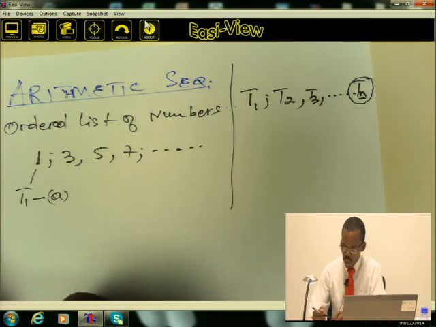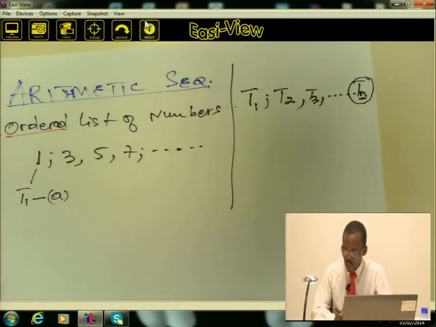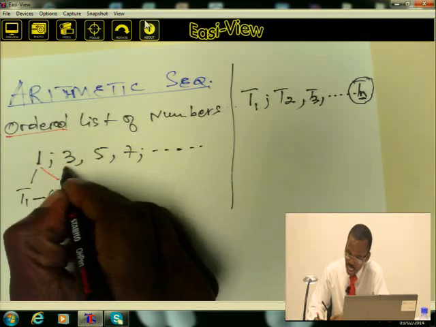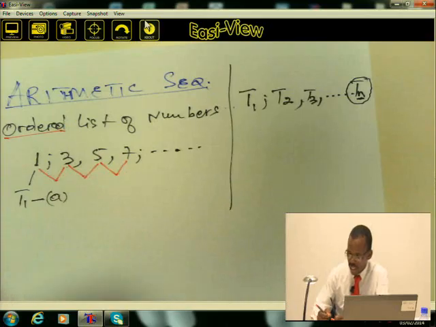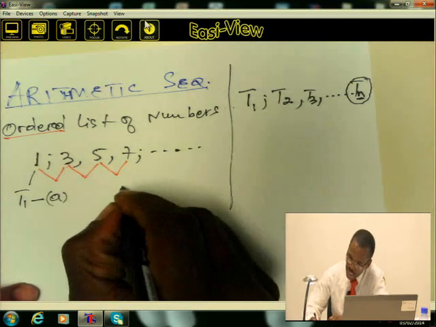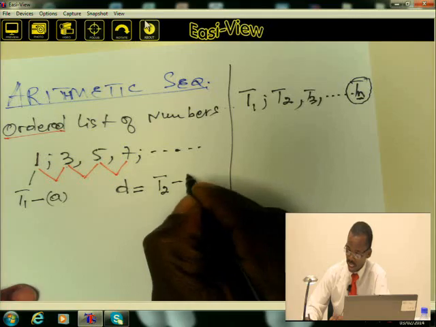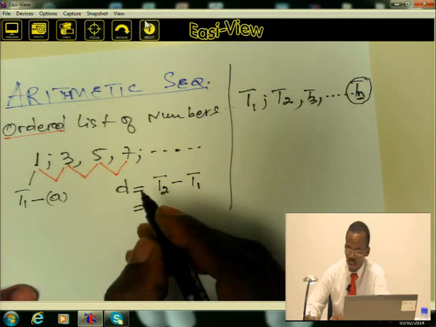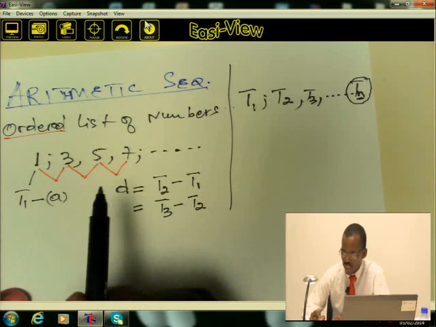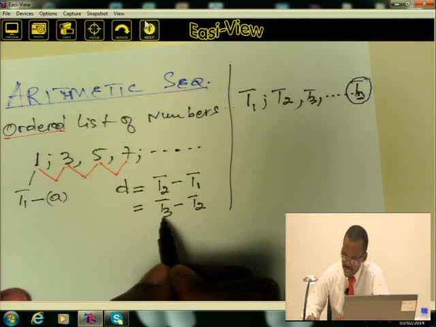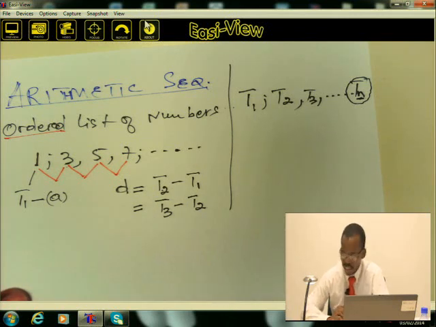Since we have talked about order, there must be a certain order in this sequence. Where does the order come from? We look at the difference between these terms. How do they differ? The difference is denoted D, and it is given by the second term minus the first term, which is also equal to the third term T3 minus T2. In other words, you subtract the previous term from the next one. So T2 minus T1, T3 minus T2. That is going to give us the difference.